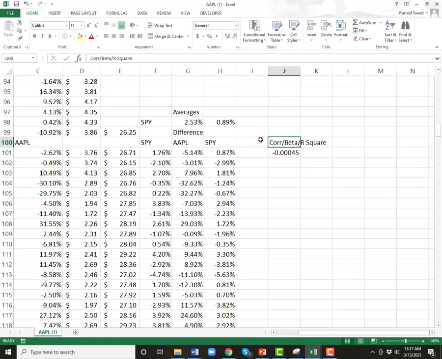For standard deviation, for Apple, we're actually going to square its difference. And the same thing for the SPY. We're going to square that difference.